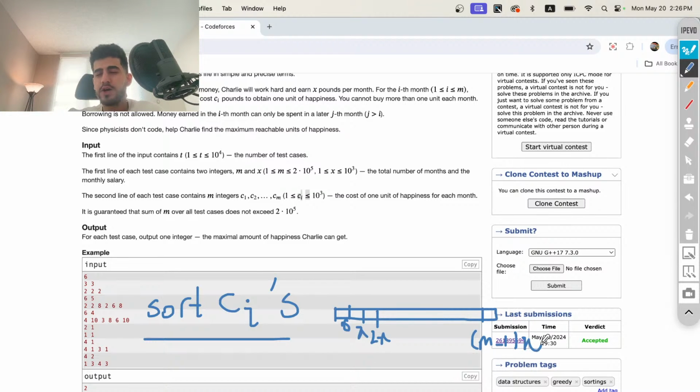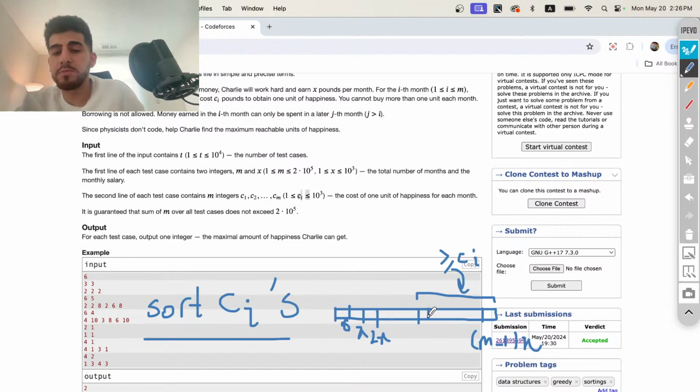So this is the money that I have on each day. Now, when I sort the C of I's, first, I should see that after this C of I, I always have enough money for it. I always have at least C of I. After this month number, I should always have this money. Otherwise, if I buy this here, there will be a point that my money will become negative. So I cannot buy it.